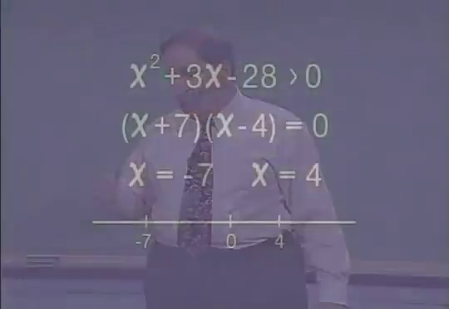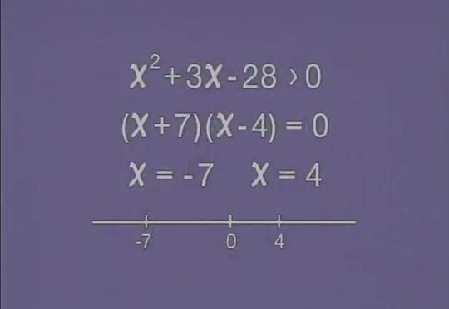The next visual has a quadratic inequality: x squared plus 3x minus 28 is greater than 0. What we're going to do here is solve the equation x squared plus 3x minus 28 equals 0. We could use the quadratic formula, no question about that, but these problems generally can be factored. So I went ahead and factored: (x plus 7) times (x minus 4) equals 0.